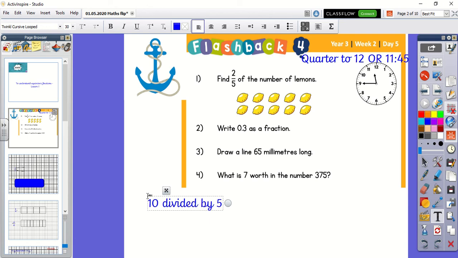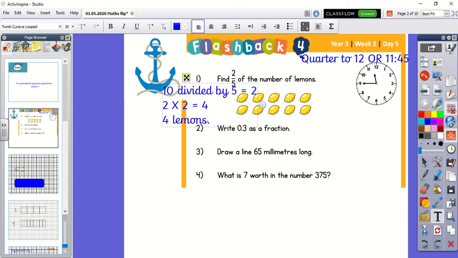Divided by 5 equals. Okay, so if I were to find 1/5, I would divide these 10 lemons by my denominator. And my denominator is 5. So 10 divided by 5 is 2. Okay, but that would just give me 1/5. And the question is asking us for 2/5. So I then need to multiply my 2 by 2, which is going to give me 4. Okay. So the answer here would be 4 lemons.